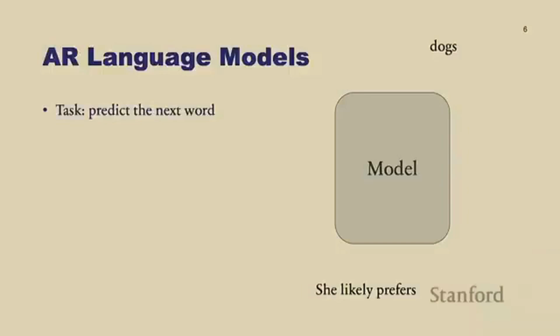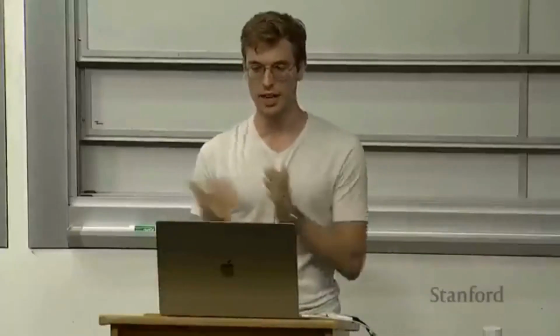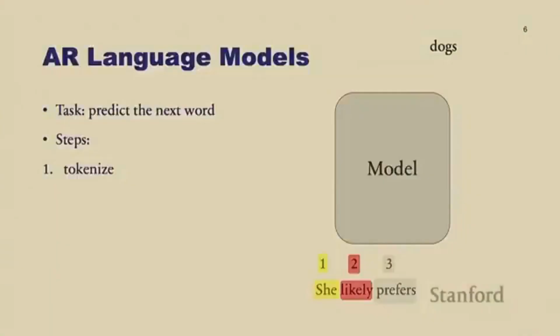Great. So, autoregressive language models. At a high level, the task of an autoregressive language model is simply predicting the next word, as I just said. If you have a sentence like "she likely prefers," one potential next word might be "dogs." The way we do it is that we first tokenize. You take these words or subwords, you tokenize them, and then you give an ID for each token. So here you have 1, 2, 3. Then you pass it through this black box.